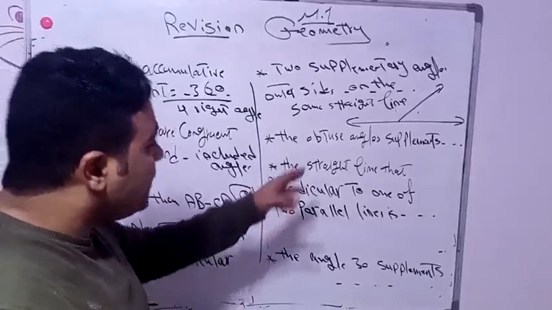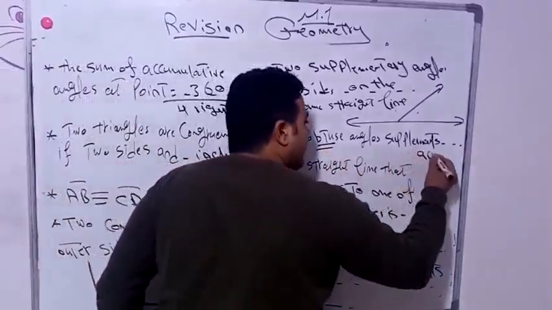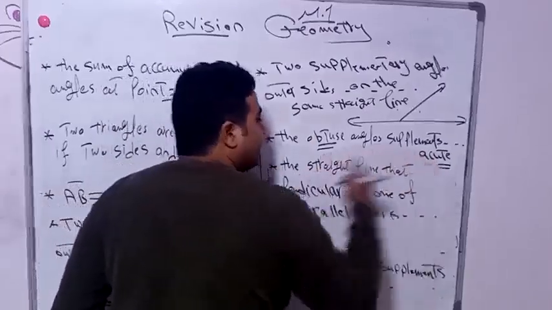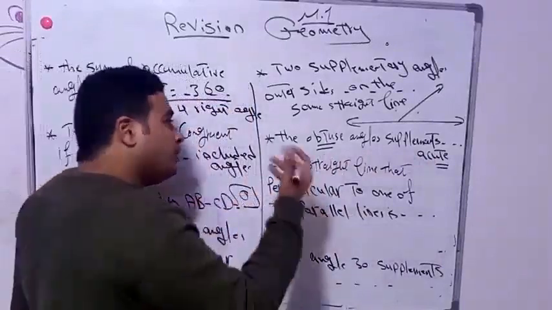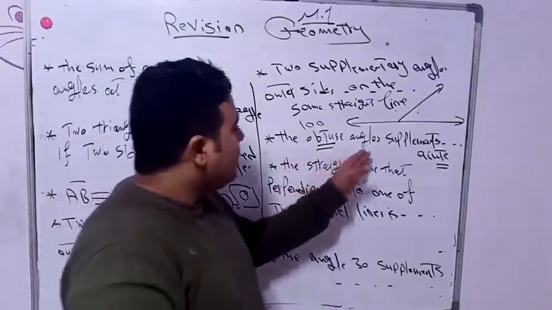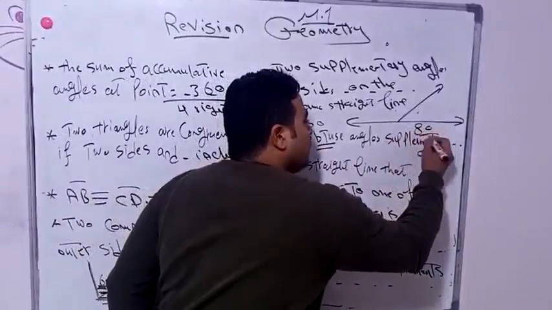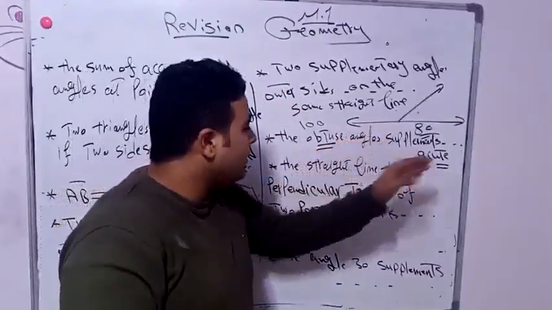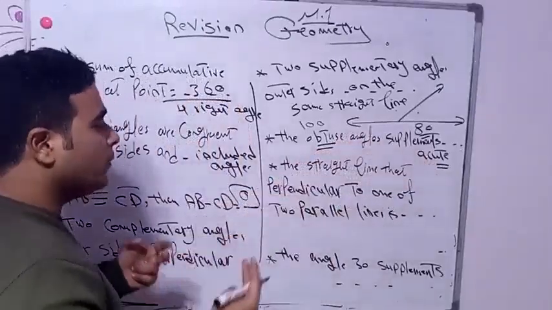My question now: an obtuse angle's supplement is what? An acute angle. Give yourself an example of an obtuse angle like 100 and find its supplement. We have 80. What's the type of this angle? Acute. So an obtuse angle's supplement is an acute angle.